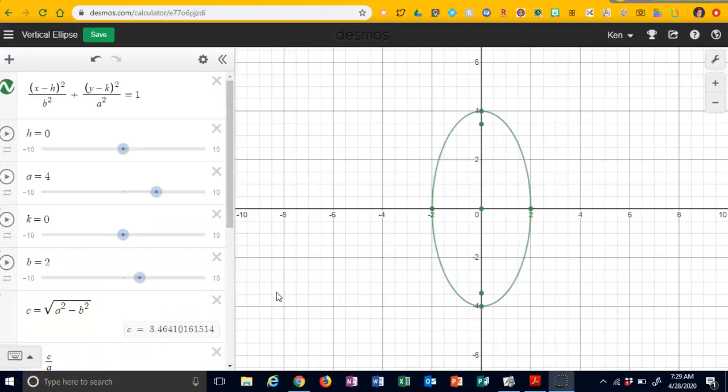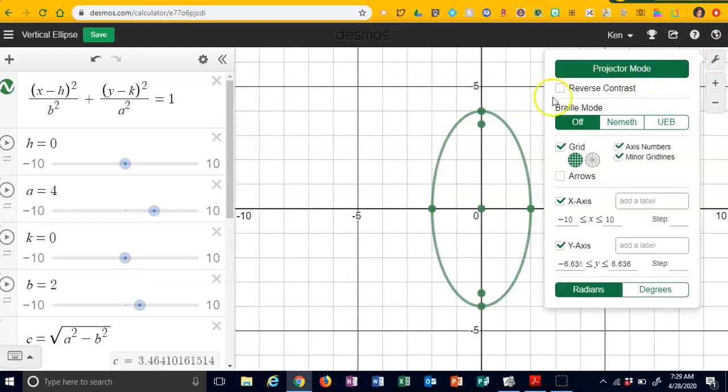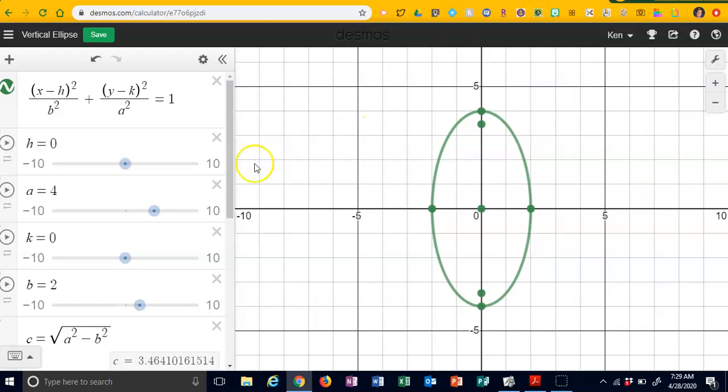To graph it, I'm just going to use Desmos here. You don't need Desmos. You can graph it on a piece of paper. It's no big deal. Let me make it bold. There we go. Nice and bold. The first thing I would do is find the center. And what we said the center was, I think it was, give me a second. Oh, it was 4, -2. So I'm going to make my h 4.